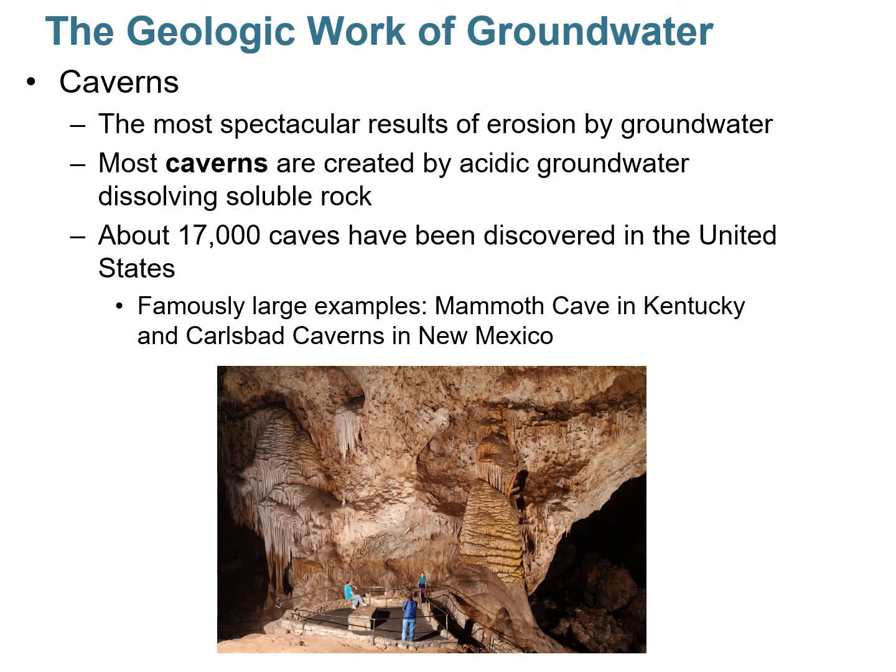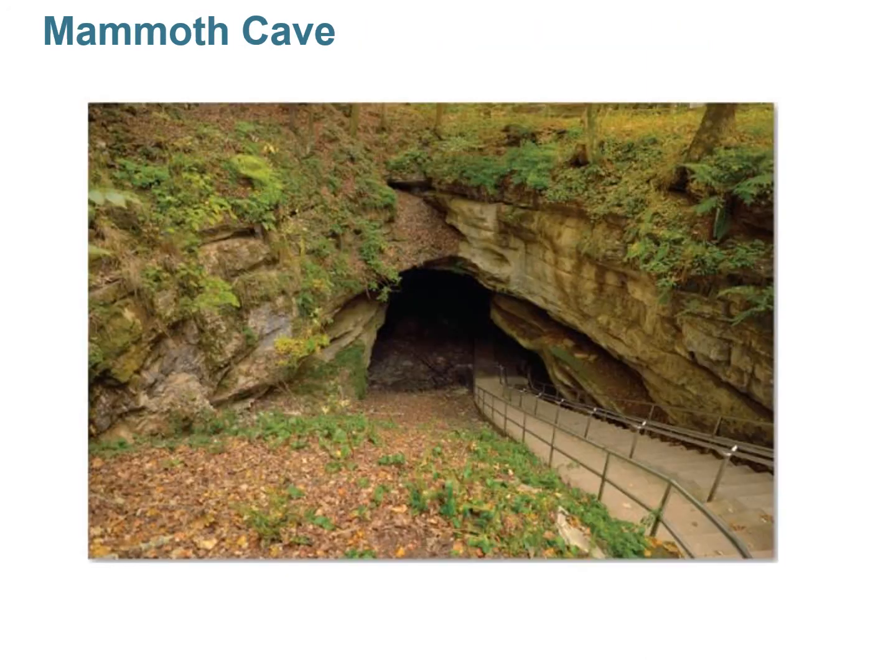Pictured here in this slide, what you're looking at, that's Carlsbad Caverns in New Mexico. And this one's pretty impressive. You can take an elevator down to the main cathedral-like room, which is 1,500 feet underground, which is impressive. And that's in New Mexico. Here's the entrance to Mammoth Cave in Kentucky.